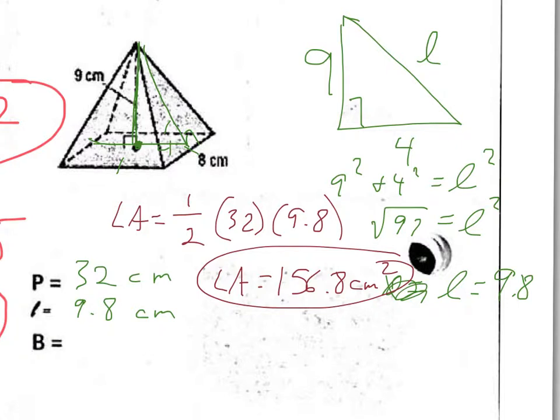Now again, that's lateral area, so that's just the faces, the triangle faces. If we're looking for the surface area, we're going to take the lateral area, 156.8, and add the area of the base. Remember, it's a square, that's 8 by 8. 8 times 8 is 64.